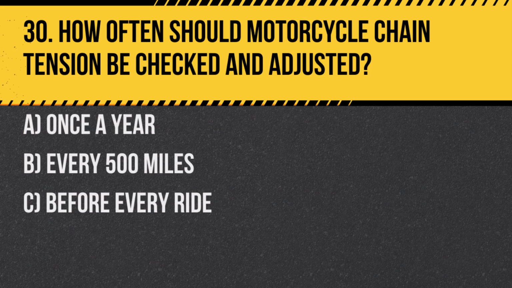Question 30. How often should motorcycle chain tension be checked and adjusted? A. Once a year. B. Every 500 miles. C. Before every ride. Answer: B. Every 500 miles. Regular maintenance of the chain ensures proper function and longevity.